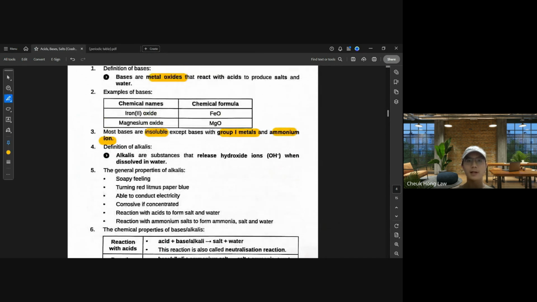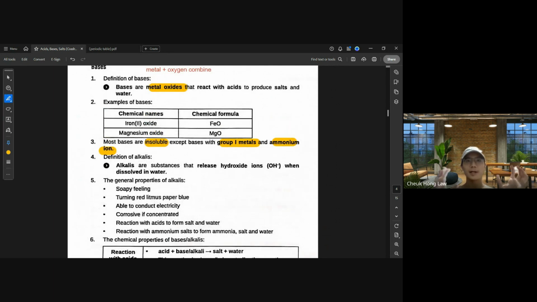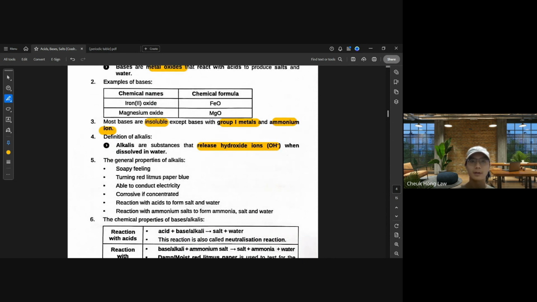Okay, definition of alkalis. If you didn't know, bases and alkalis are actually different. Bases are basically just metal oxides, but alkalis are metal hydroxides that can release hydroxide ions. So they are soluble bases basically. Alkalis are the ones that are soluble in water, so they release hydroxide ions when dissolved in water. It's pretty similar to acids, but the only difference is it releases hydroxide ions, OH minus. Okay, so that's the definition of alkalis.